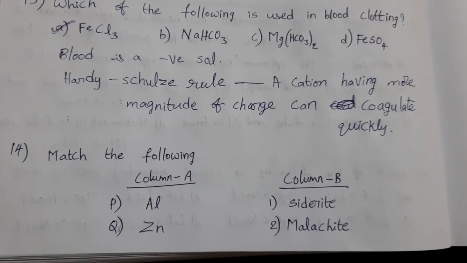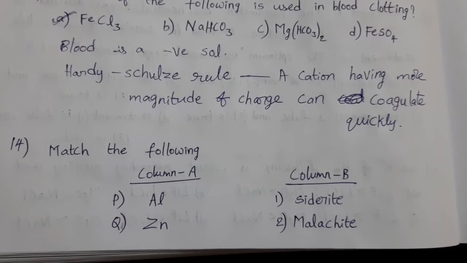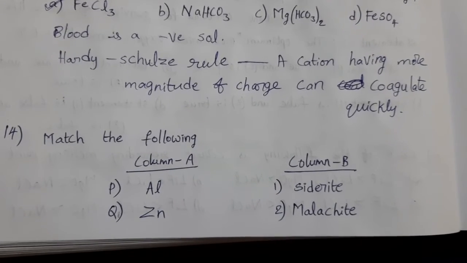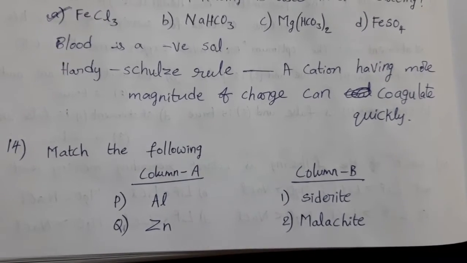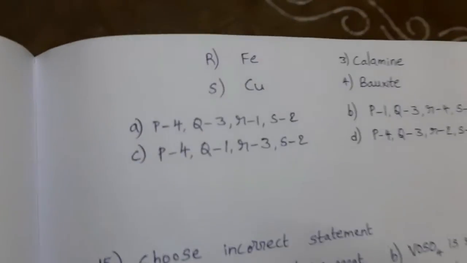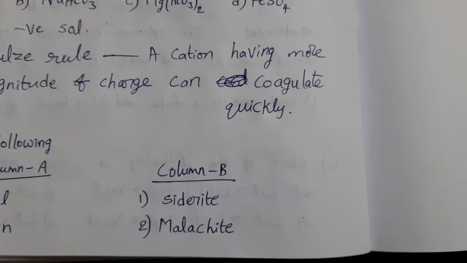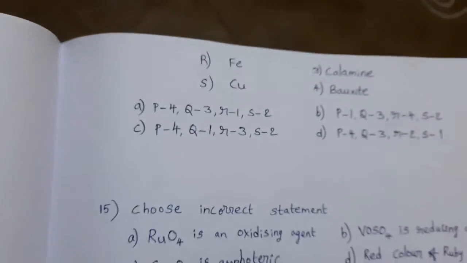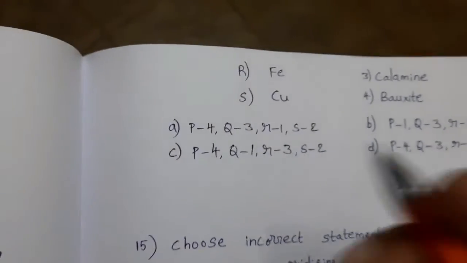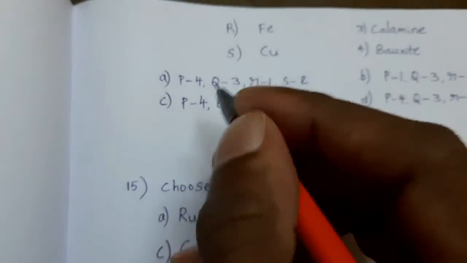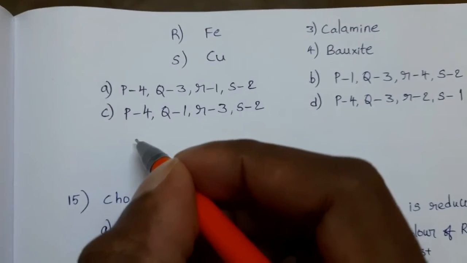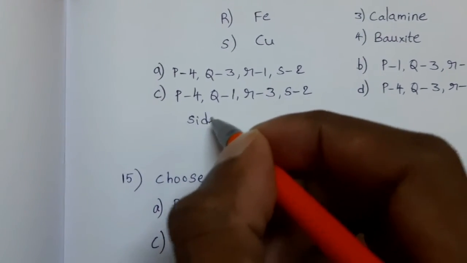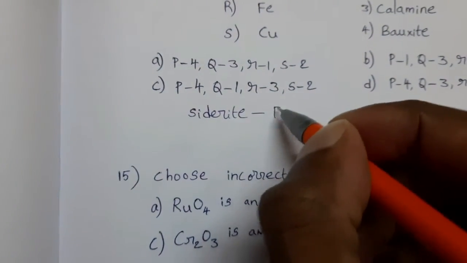Next, match the following. Column A, metal names are given. Column B, mineral names are given. Aluminium, zinc, iron, copper. Column B: siderite, malachite, calamine, bauxite. If you know the molecular formulae of these minerals, then we can get the answer easily. See this one, siderite. What is the formula? Siderite, Fe2O3.